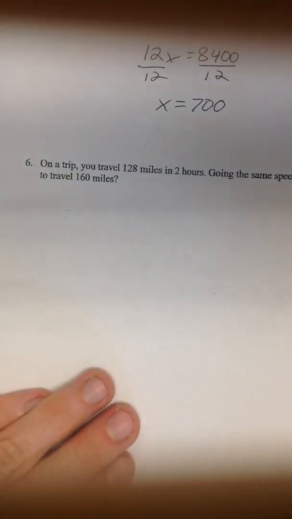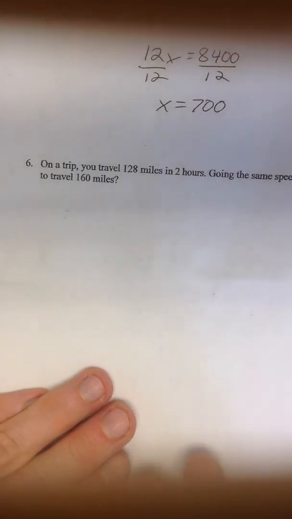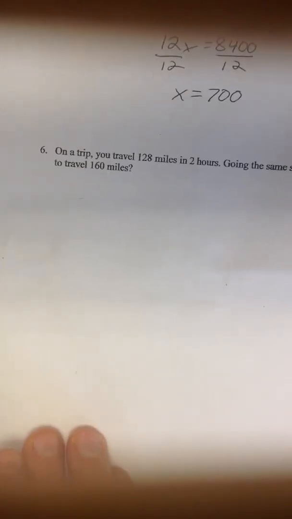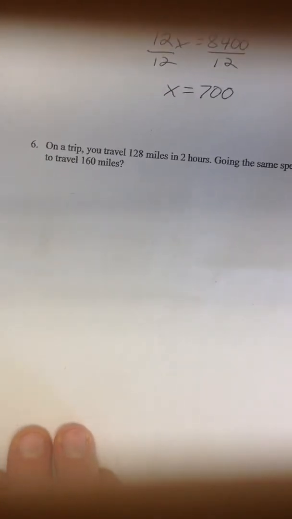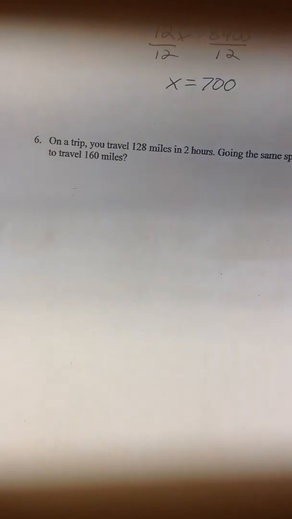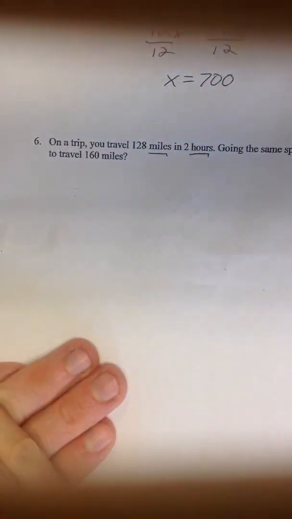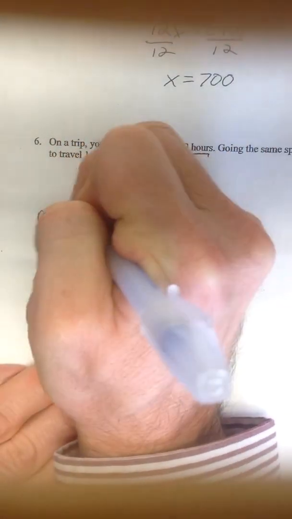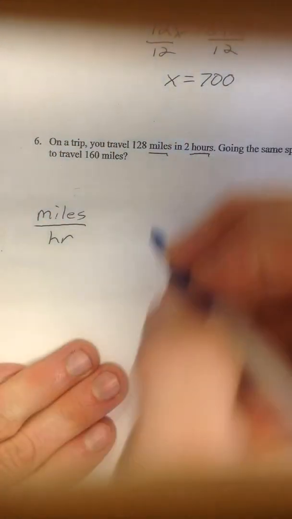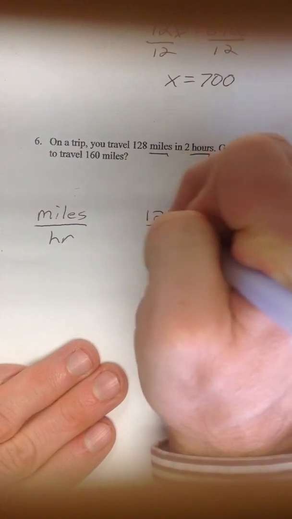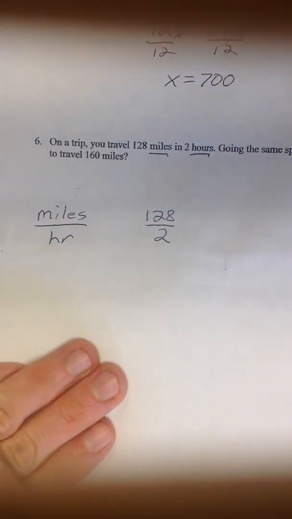All right, so let's try that again for number 6 here. On a trip, you travel 128 miles in 2 hours. Going the same speed, how long would it take to travel 160 miles? Okay, so again, the same principle going on here. We've got 2 units: miles and hours. So we're going to set up a little key. I'm going to put miles over hours. Now the first part tells us that we go 128 miles in 2 hours. So there, we've got that right there.